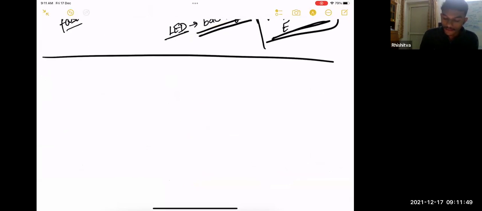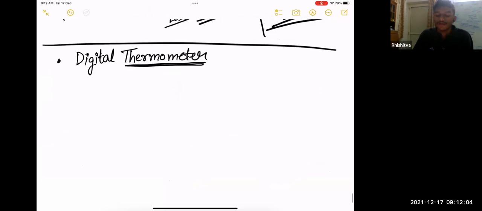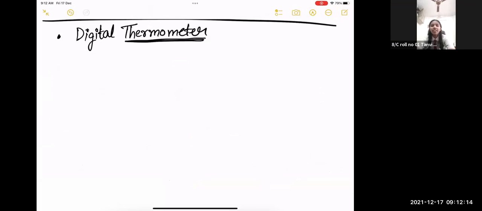Okay. So our today's project is digital thermometer. So can any student tell me, like, what is a thermometer? You must have used it for yourself. Can any student tell me? You can just raise your hand. Okay, so we have Tanvi with us. Yes, Tanvi. Yes, sir. Thermometer is used for taking temperature of ourselves.